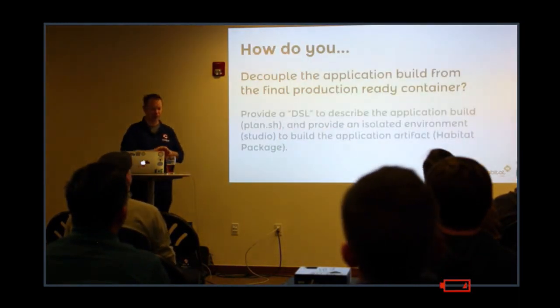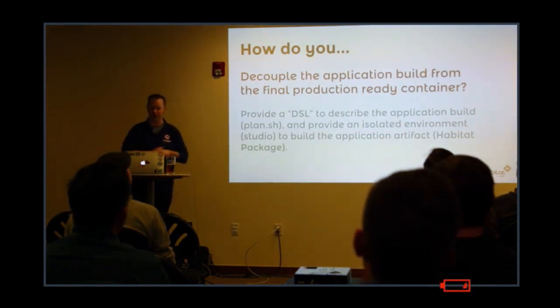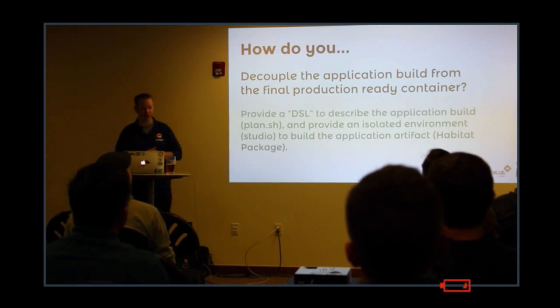So when we ask the question, how do you decouple the application build from the final production-ready container, we provide with Habitat a DSL to describe your application build, which is called a plan.sh, and provide an isolated environment, which we call a studio, to build the application artifact, which is a Habitat package. So building packages in Habitat starts with a plan.sh.